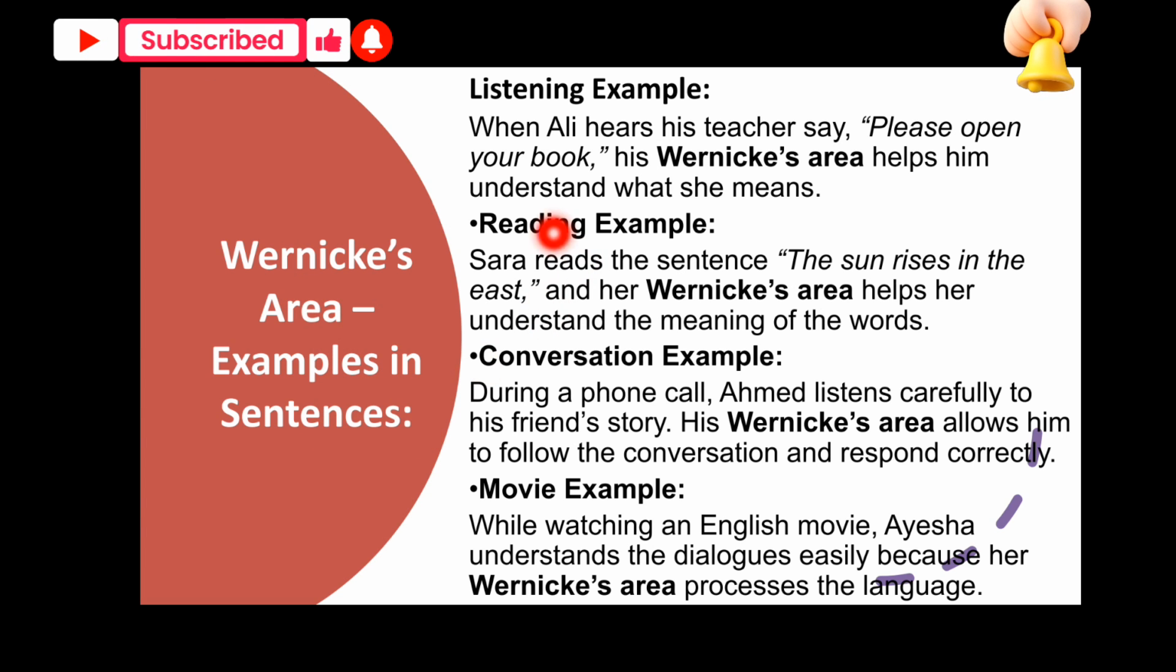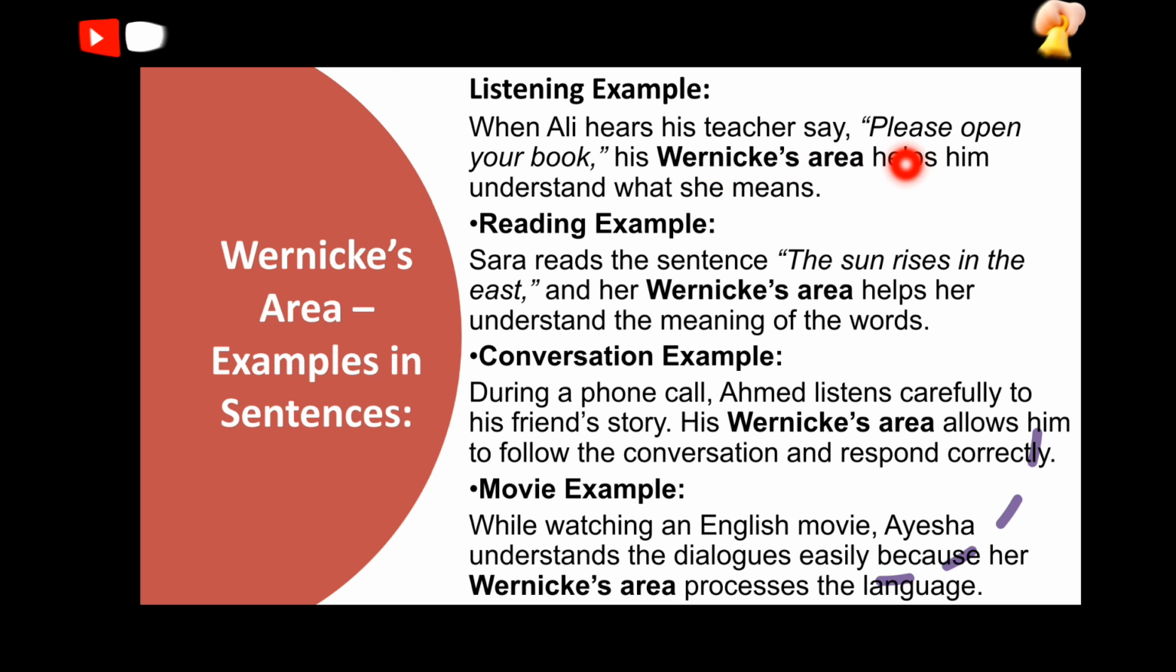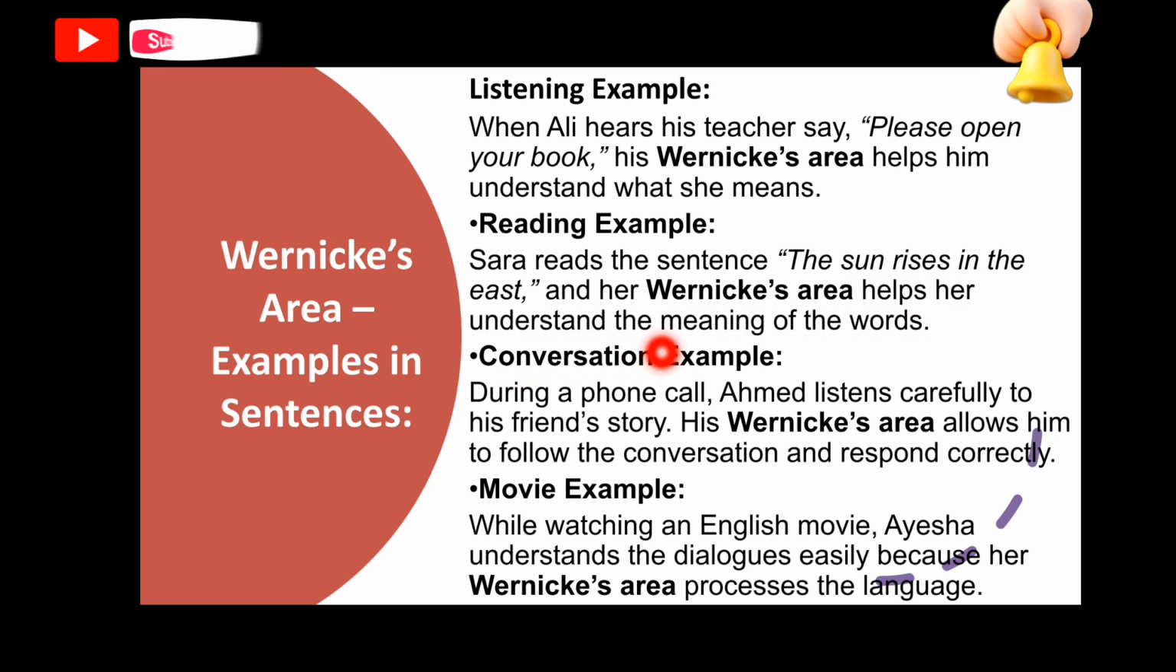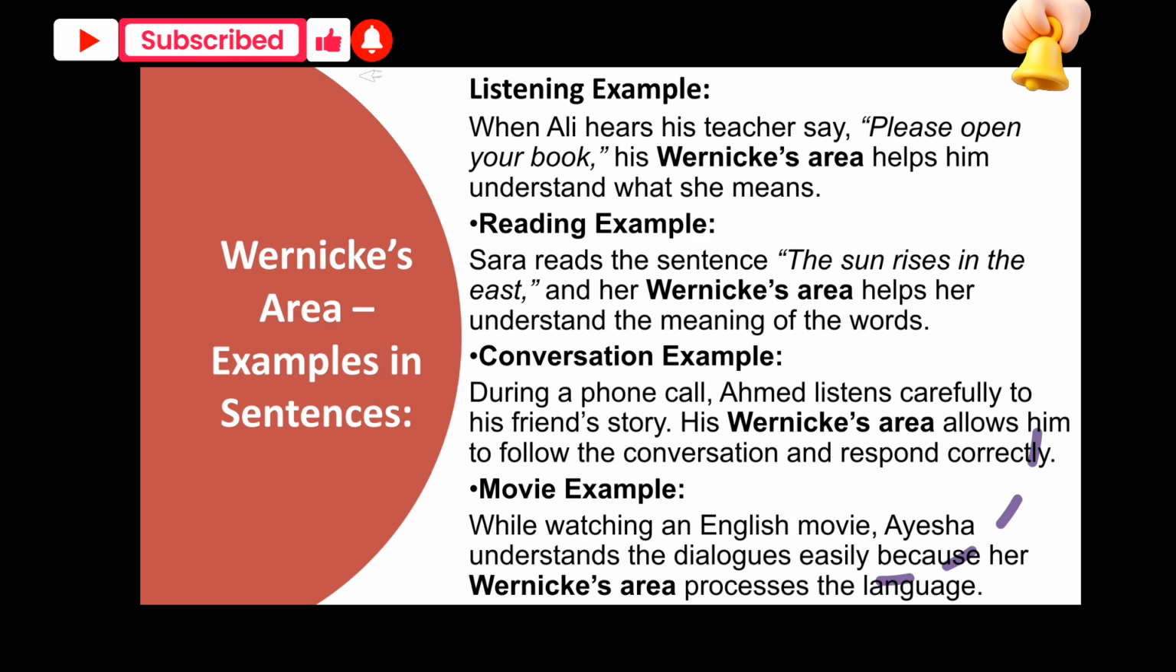Wernicke's area examples in sentences. For example, a listening example: when Ali's teacher says, "Please open your book," his Wernicke's area helps him understand what she means, and he opens the book because he understands. Reading example: Sarah reads the sentence "The sun rises in the east," and her Wernicke's area helps her understand the meaning of the words. Again, here is understanding and comprehension. If you read something or somebody says something and you comprehend, your Wernicke's area functions properly. If you can't, it doesn't function properly.